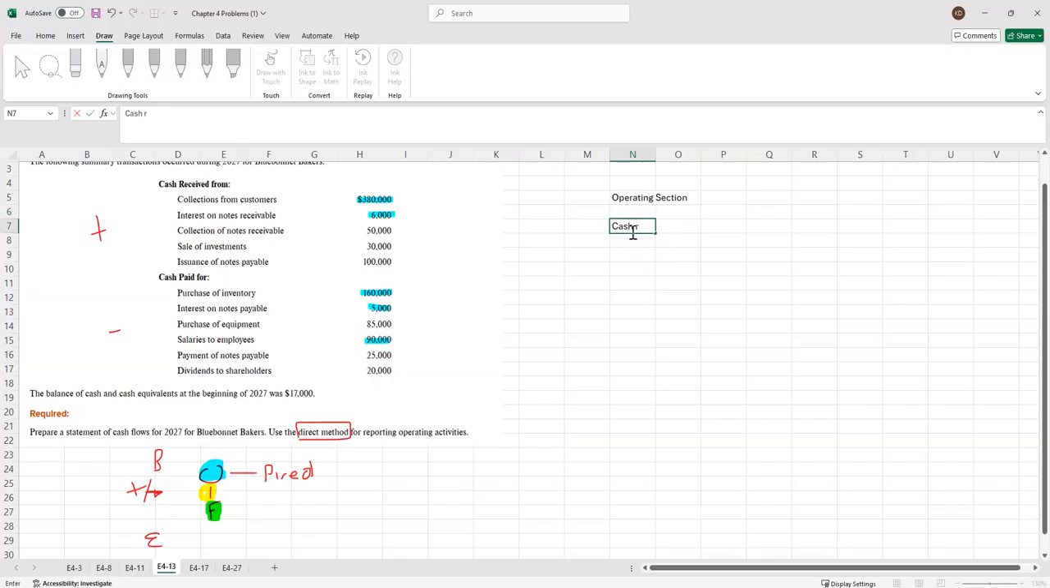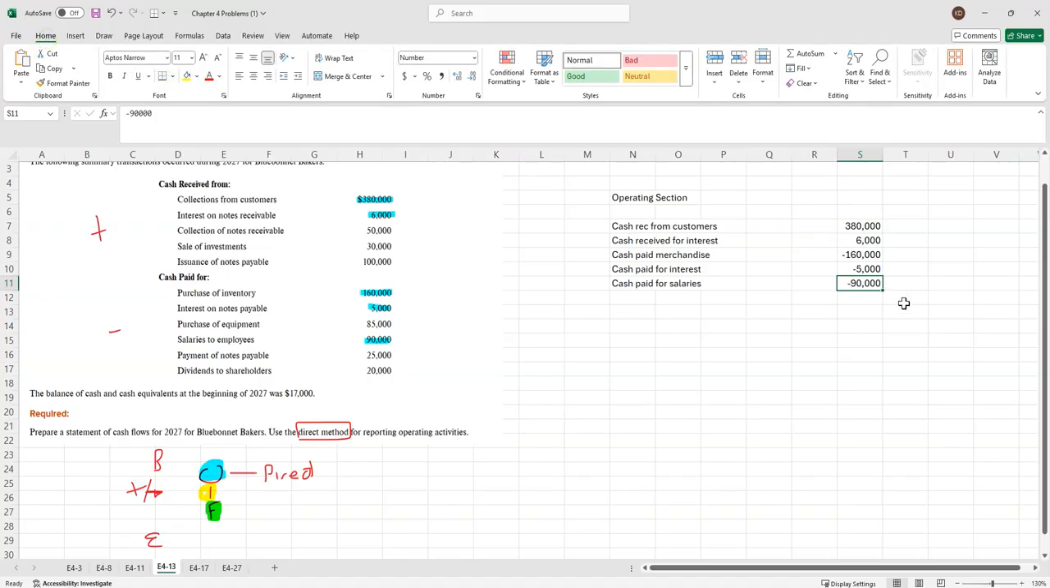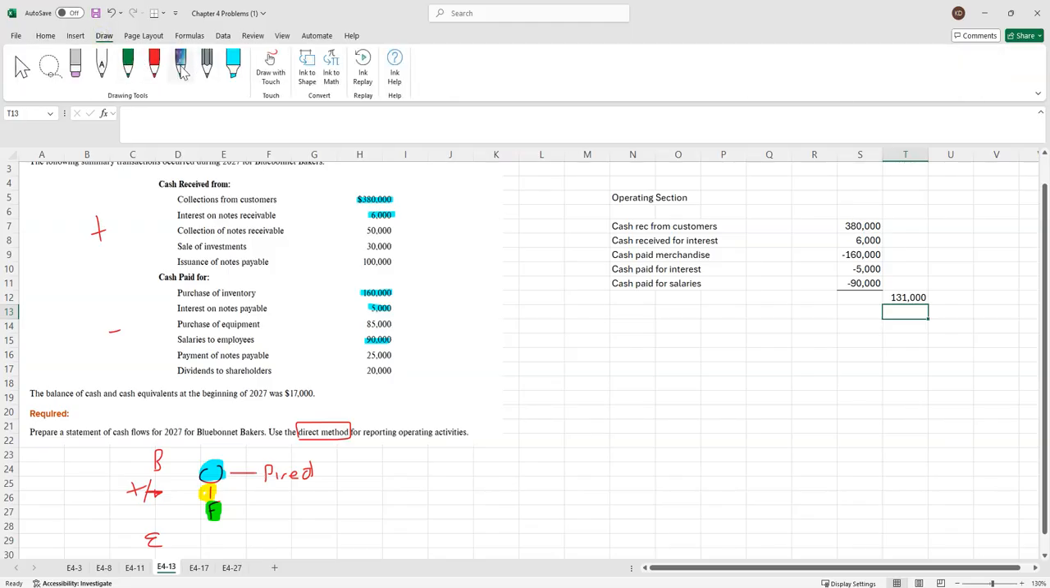We would have our cash received from customers. We would have our cash received for interest. We would have our cash paid for merchandise, our cash paid for interest, and our cash paid for salaries, right? So we can list these out. Let's see here, 380. We'll have 6,000. The outflows we'll put as negative 160, negative 5, negative 90. So we have all our inflows, all our outflows. We can just sum all of those items. Hey, we're looking at 131 there, overall a positive amount for our operating cash flows.